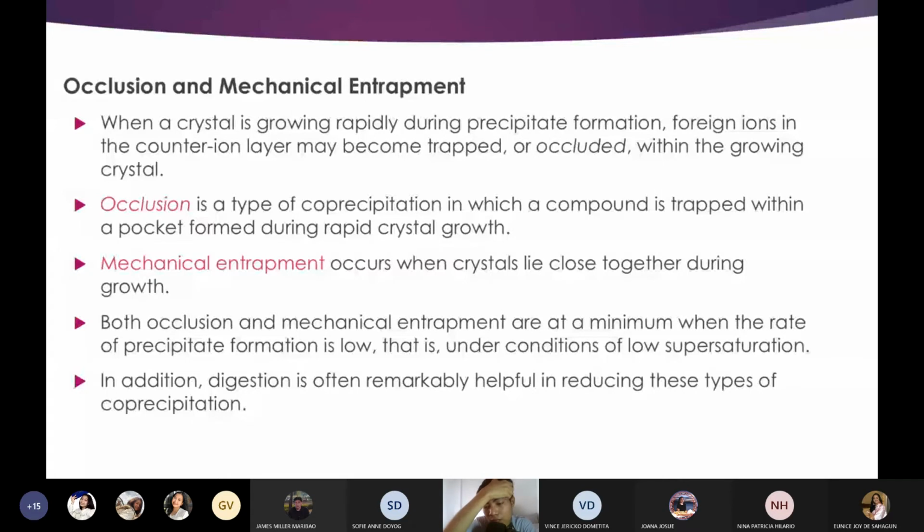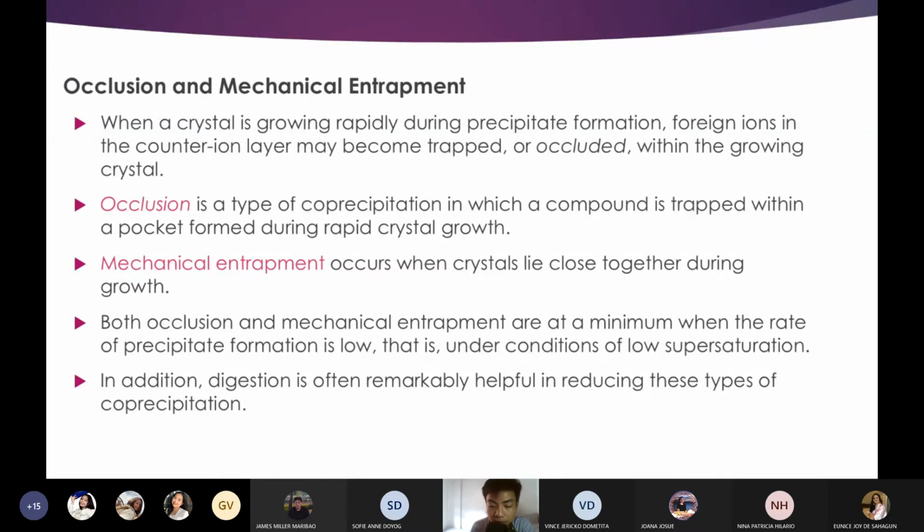So ano yung ways to improve that? Pwede pabagalin mo yung pag-form ng crystals, no? So ilagay mo siya sa malamig na area, hayaan mo siyang lumaki yung particle size in hours or days, no? So para walang occlusion na mangyari. So hindi magiging brittle yung crystal mo.